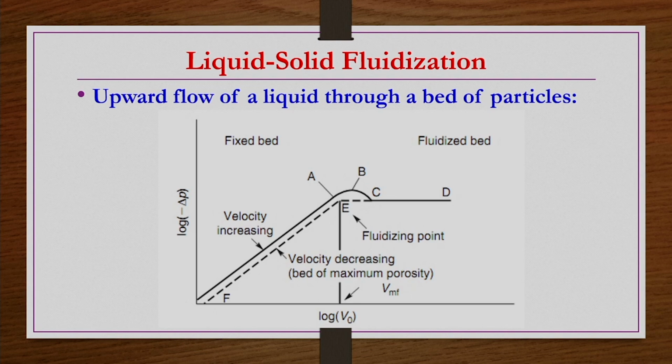Then you allow some fluid to flow through it, especially liquids, because we are talking about liquid-solid fluidized beds. For a given average volumetric flow rate or superficial velocity, you measure the corresponding pressure drop experimentally, and then you plot the delta p versus V naught information on log coordinates.